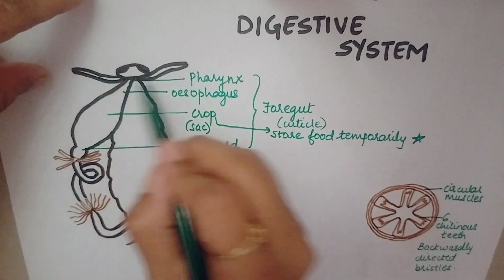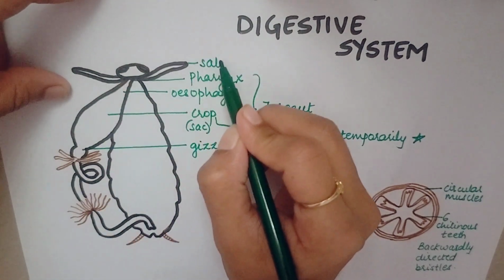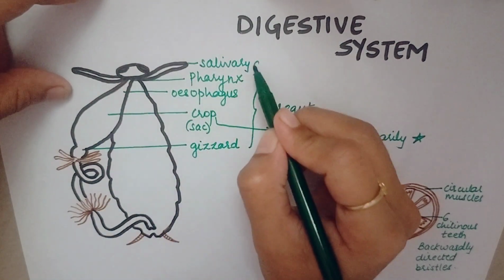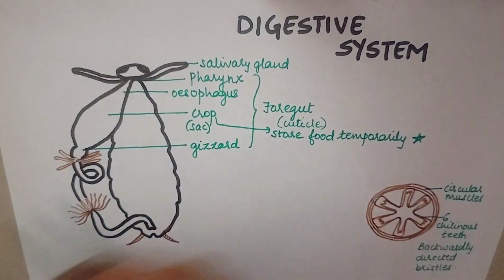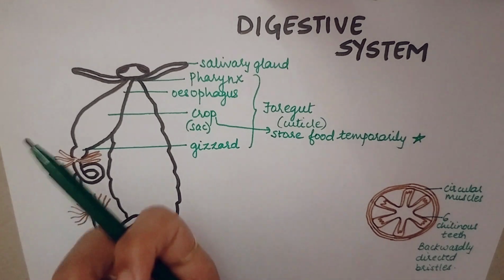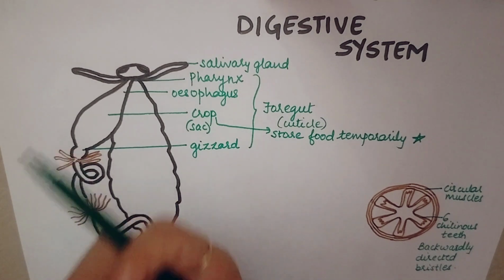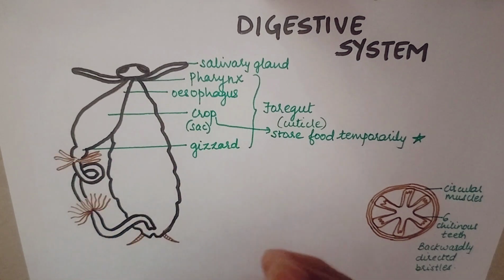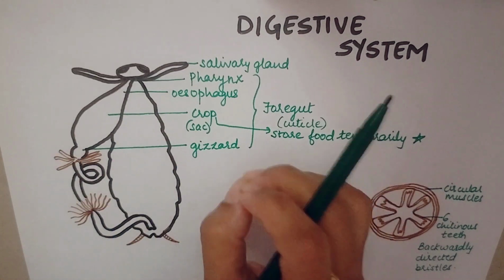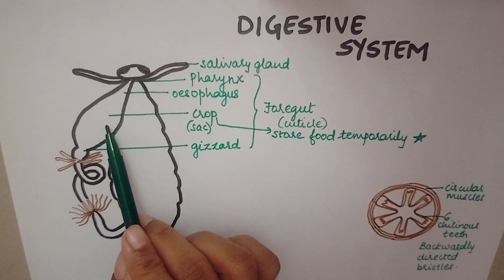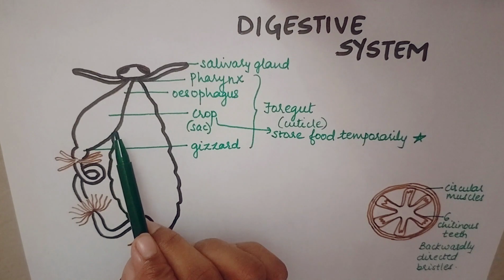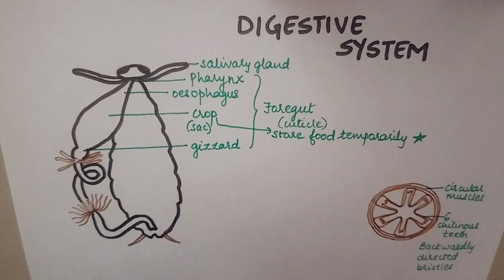These 2 structures are part of the salivary gland. The salivary gland is the next topic, one more part of the digestive system. The salivary gland consists of a salivary duct which opens at the base of the hypopharynx. The hypopharynx is the tongue of the cockroach. At its base, the salivary duct secretes saliva. After that, we have the pharynx, esophagus, crop, a sac-like organ that temporarily stores food, and then the gizzard.